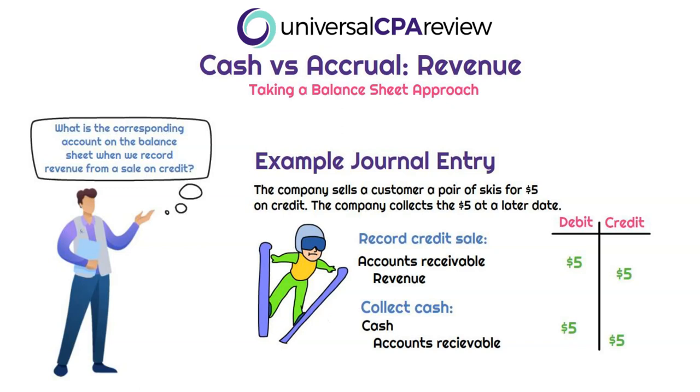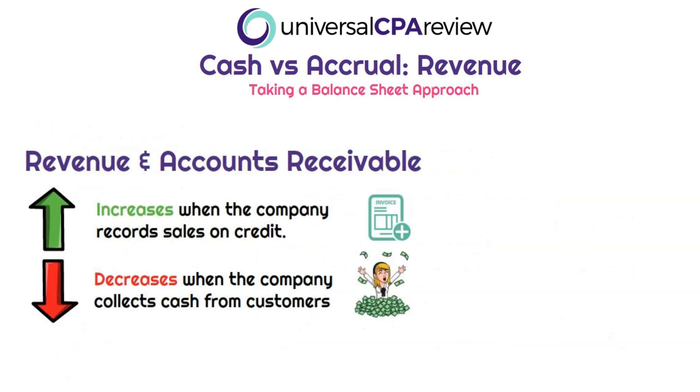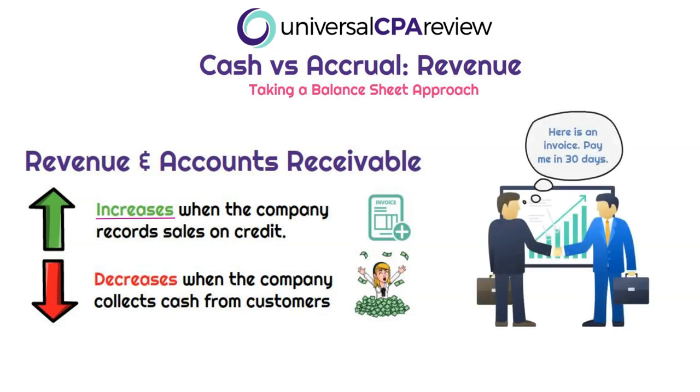So now that we've briefly talked about the journal entries associated with recording a credit sale and ultimately collecting the cash, since we're using the balance sheet approach for the cash to accrual, we need to now understand what increases accounts receivable and what decreases accounts receivable. So accounts receivable is going to be increased when the company records sales on credit. And when it comes to credit, that means the company's extending credit to that customer and allowing them to pay at a future date, right?